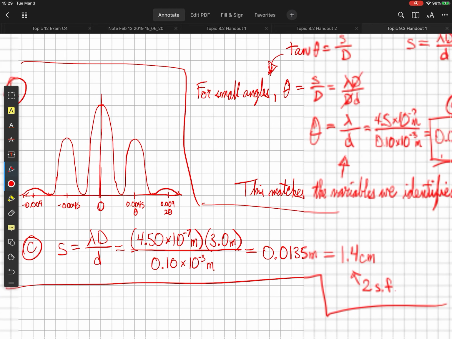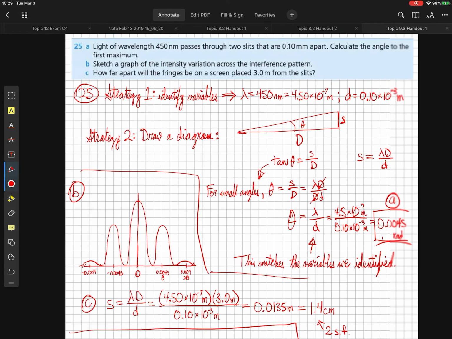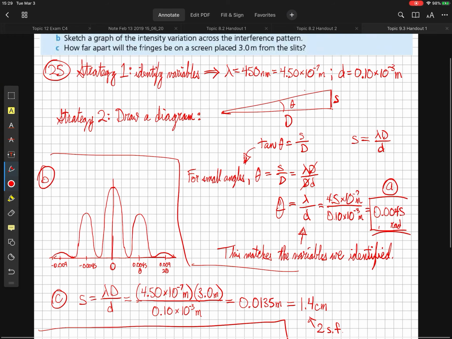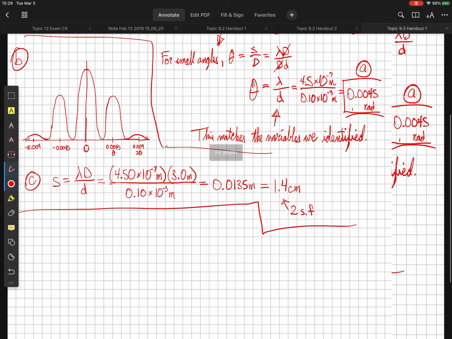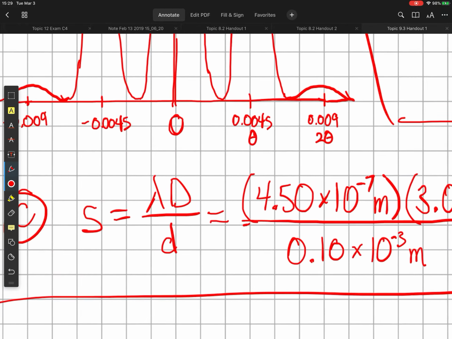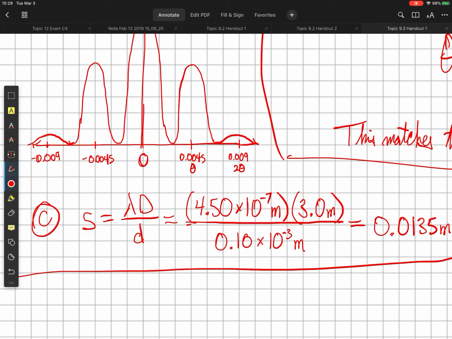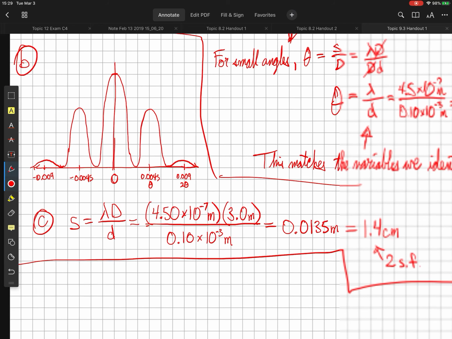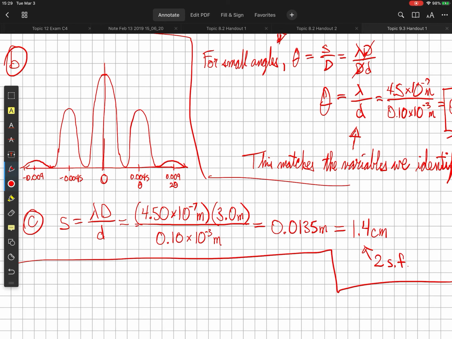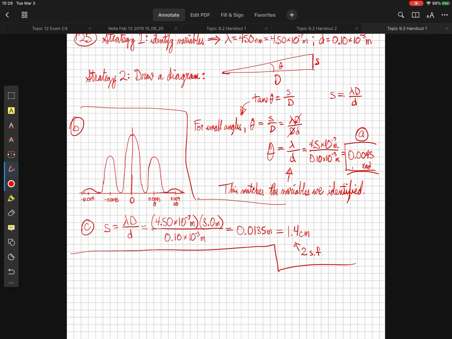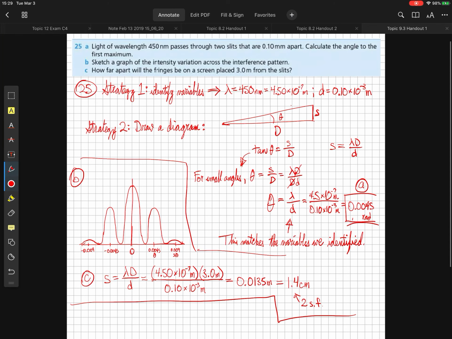For the last one, we are asked to find the fringes if we place a screen 3 meters from the slits. So now we're using our full equation where we know the value of D, and we don't have to use any funny mathematics to get rid of it. In fact, we need to have it. So this is a very straightforward application of mathematics that you will be familiar with.